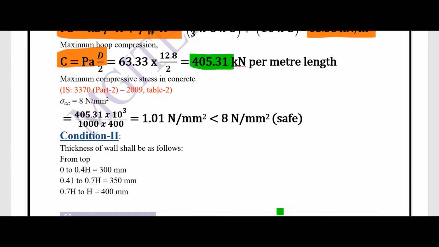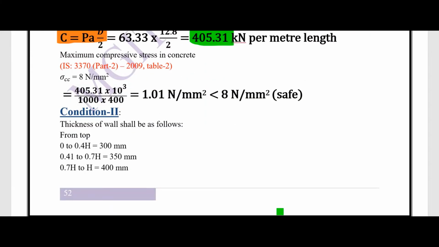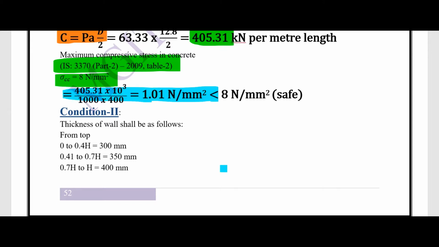Now we are going to calculate the maximum compressive stress in concrete from IS 3370 part 2, 2009, table number 2. Sigma Cc is 8. So by this equation we found sigma Cc is 1, which is less than 8. So a thickness of 400 mm is safe.